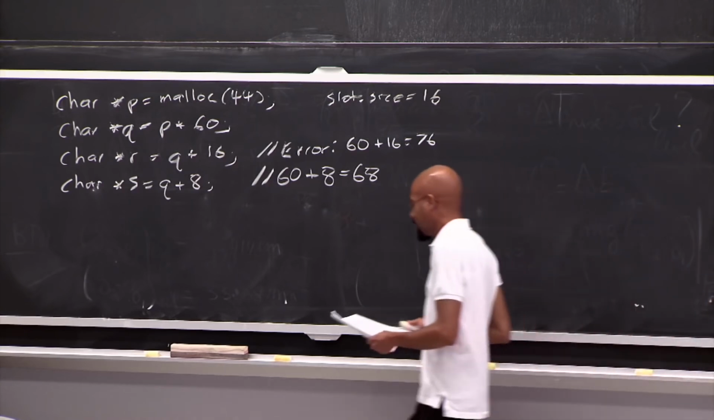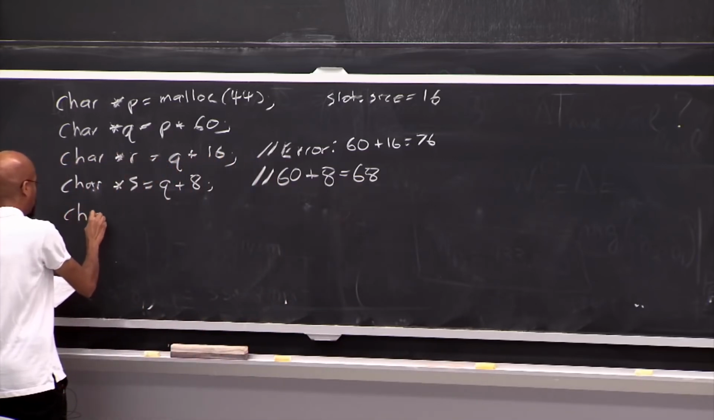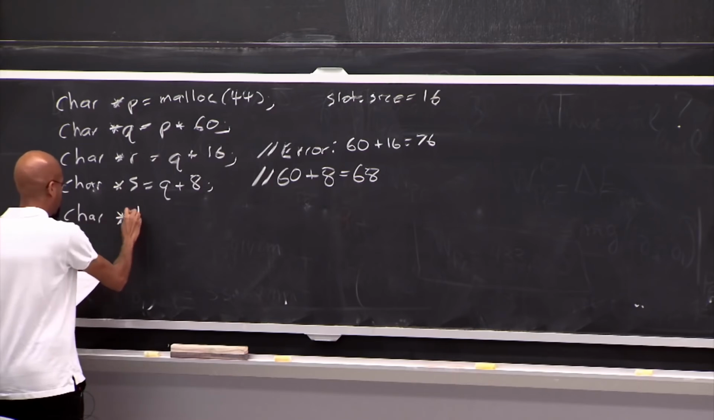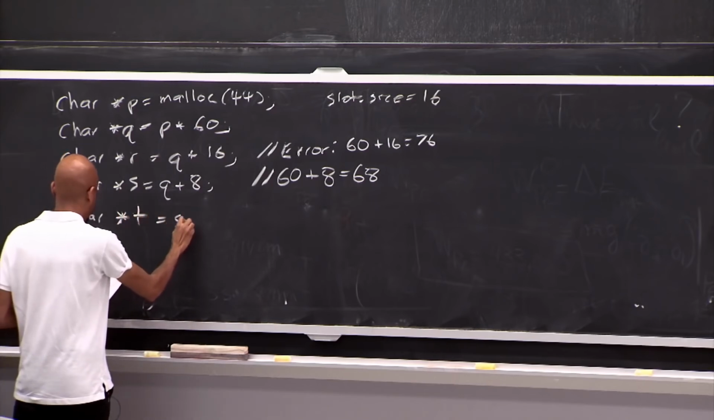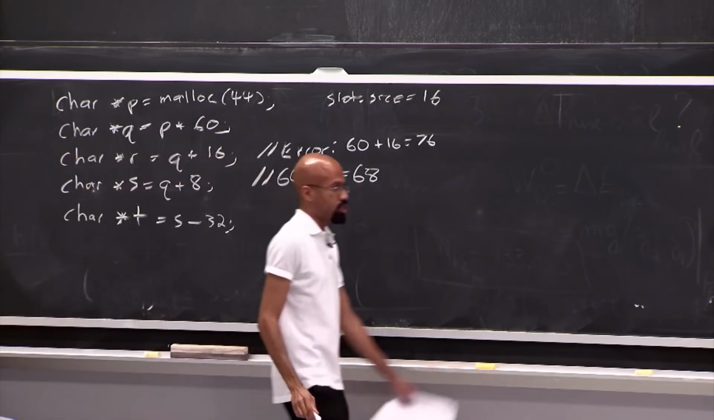And then let's say the final thing that we do is we declare another pointer, T, which is going to equal S minus 32.